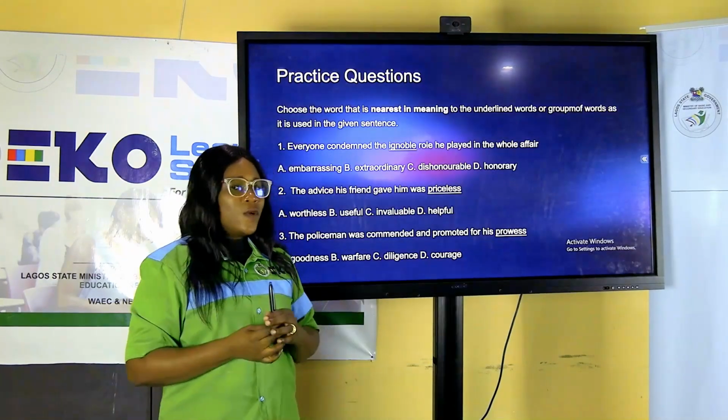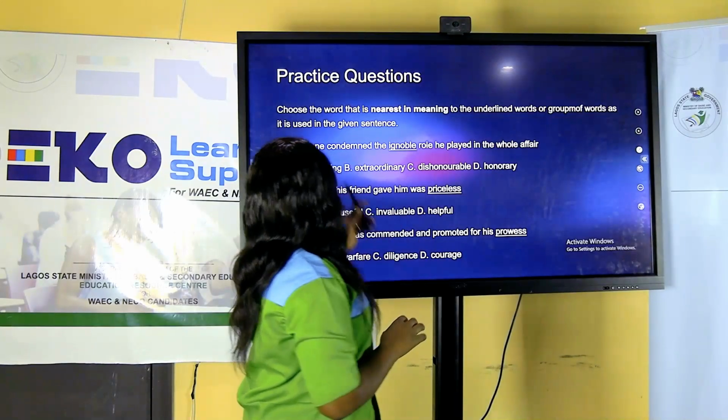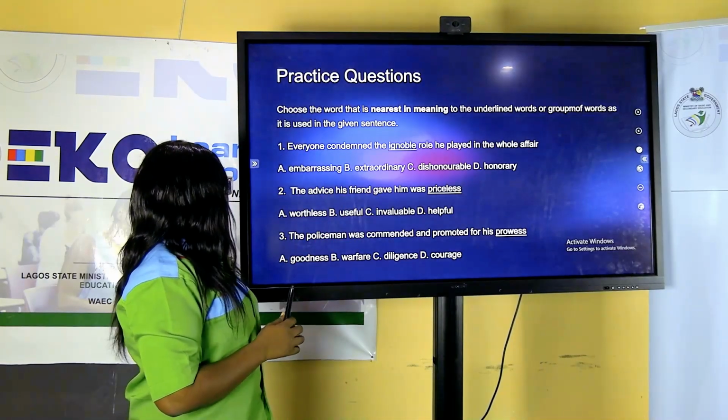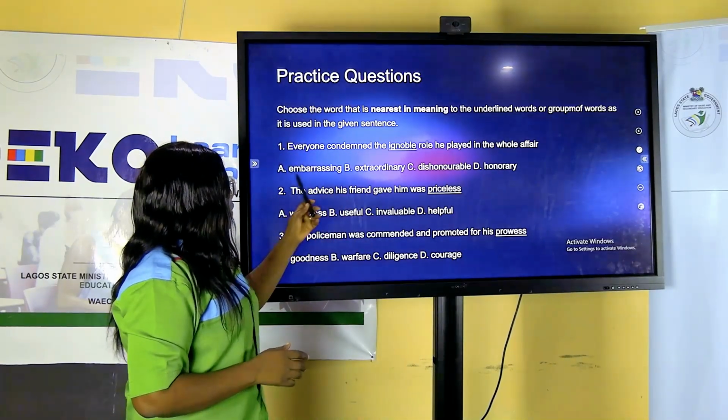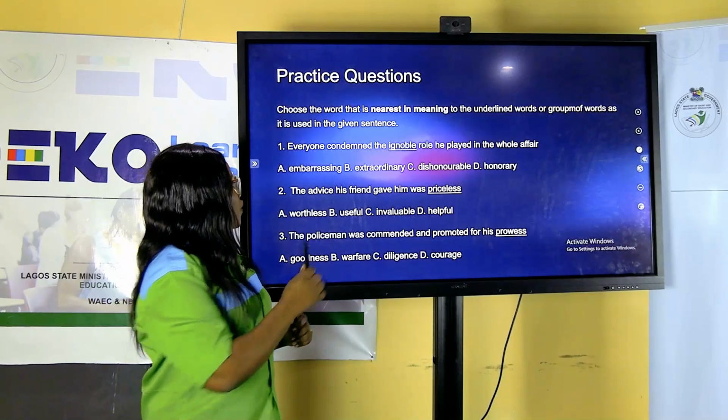Here are practice questions. Let's do this together. The instruction says choose the word that is nearest in meaning to the underlined word or group of words as it is used in the given sentence. 1. Everyone condemned the ignoble role he played in the whole affair. What's the underlined word? Ignoble. Embarrassing, extraordinary, dishonorable, honorary.